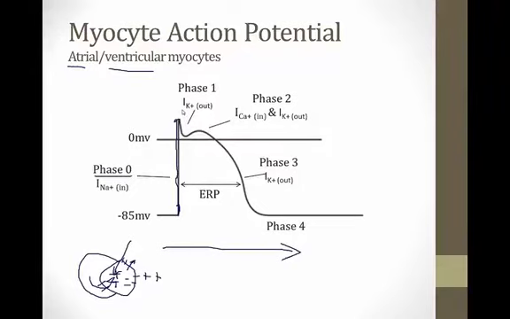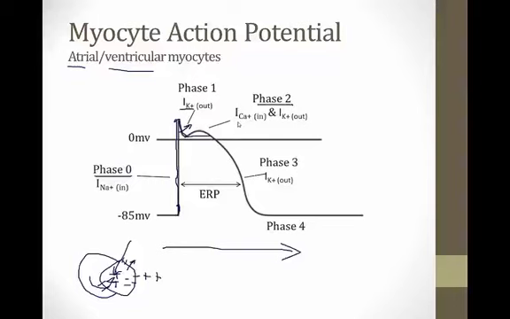Once it completes this phase 0 and reaches here, all the sodium that's going to move in has done its job, and now voltage sensitive potassium channels open and potassium begins to leak out of the membrane. So since potassium is positively charged, when it leaves the cell, it lowers the gradient across the cell, making it more negative. It starts to lower it, but then it stops and it sort of flattens out. We call this the plateau phase or phase 2.